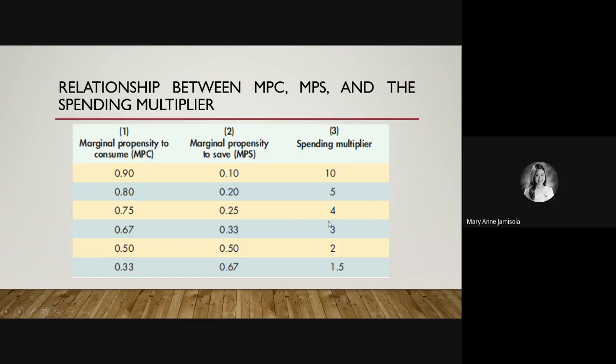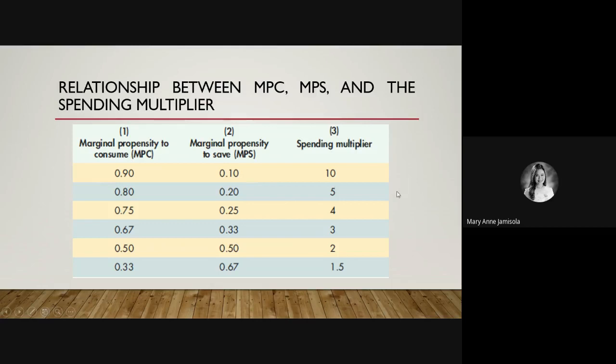For the spending multiplier, that is 1 over 1 minus MPC, or it can also be 1 over MPS. So, let's see, for this first row, 1 over MPS. MPS is 0.10. So 1 over 0.10 will give you 10 as the spending multiplier. For the next row, we have an MPS of 0.2. So to compute the spending multiplier, that is 1 over 0.2, then your spending multiplier will be 5, and so on. So that is the relationship between the MPC, MPS, and the spending multiplier.